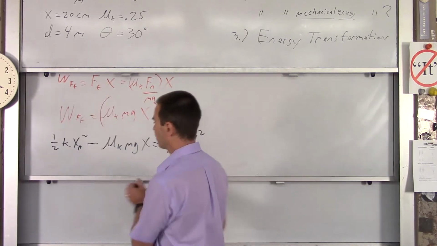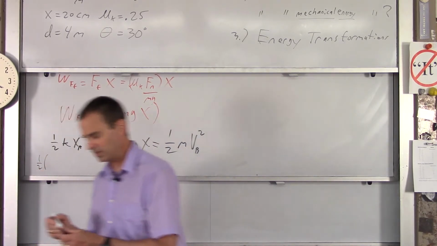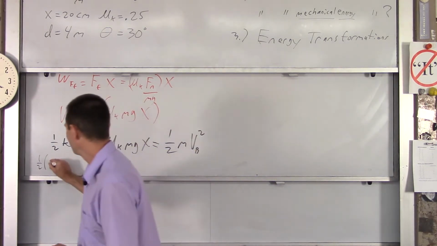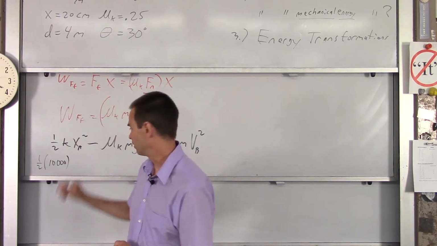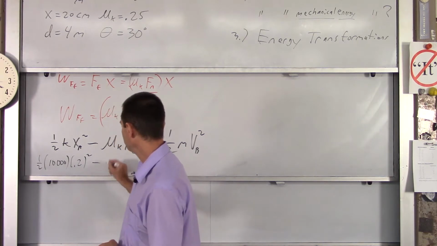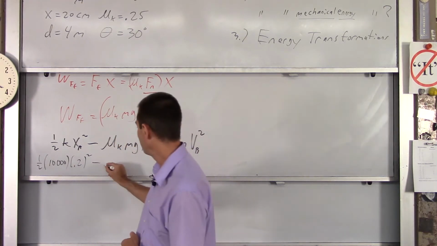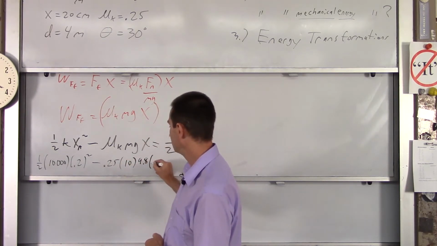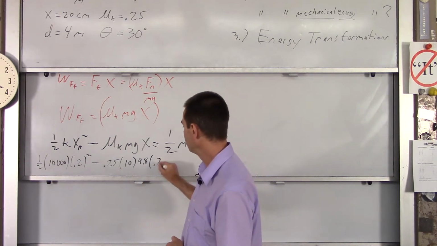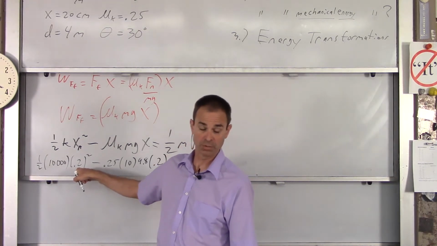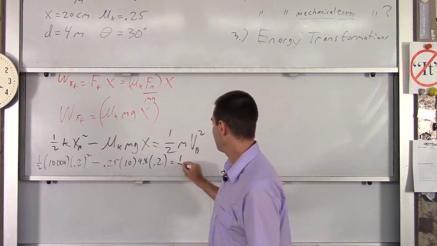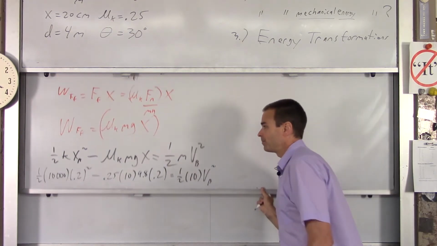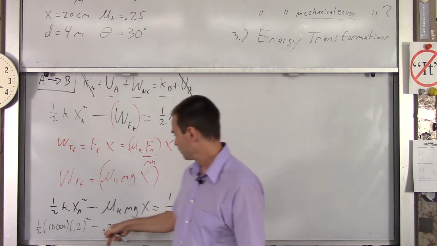All right, so this number here, 1/2 k. Well, I said it's 10 kilonewtons per meter. A kilo is 1,000, so this is 10,000 newtons per meter times 0.2 squared, minus mu, which was given as 0.25. The mass of your backpack is 10, g is 9.8, and x is given as 20 centimeters, which is 0.2 meters. That equals 1/2 the mass of the backpack, 10, v sub b squared. Thankfully our numbers are pretty easy here.